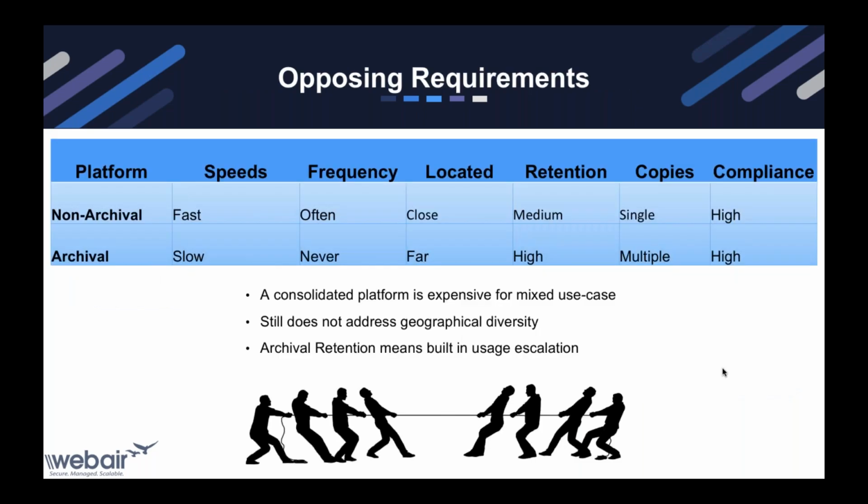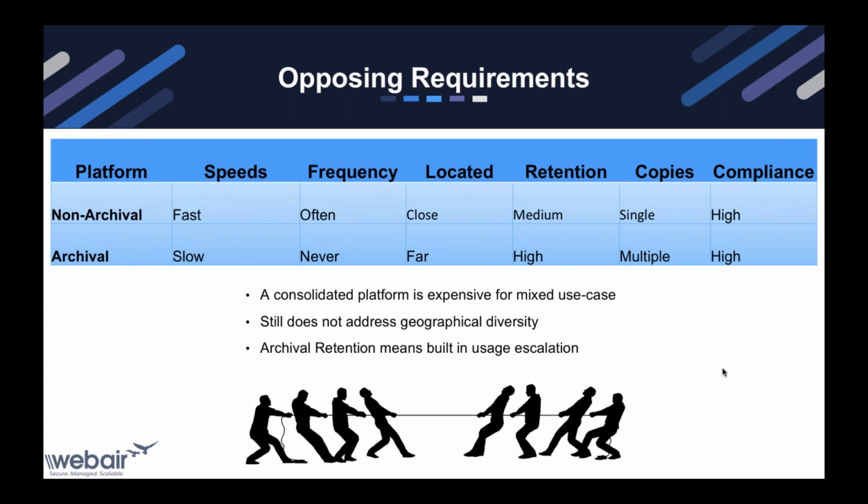So what we have are really two opposing requirements. We have a fast, local, on-prem, immediate requirement, and we have a slow, long-term archival, which can be far away, but which I believe, and we believe, that you're going to want multiple copies of that archival data. You don't want it sitting at one spot.